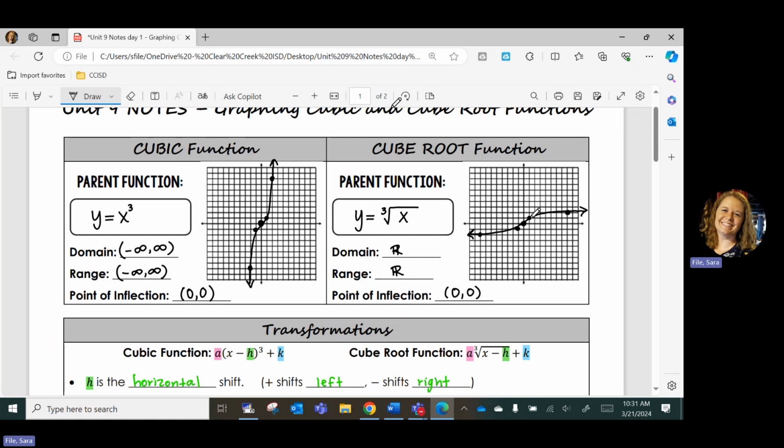Do y'all see that? So this unit is only cube and cube root. Your answer every time for domain and range is all real numbers, or negative infinity to positive infinity. Please don't miss a domain or range question in this unit. It's all real numbers.